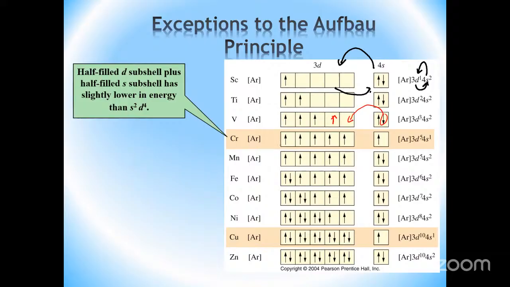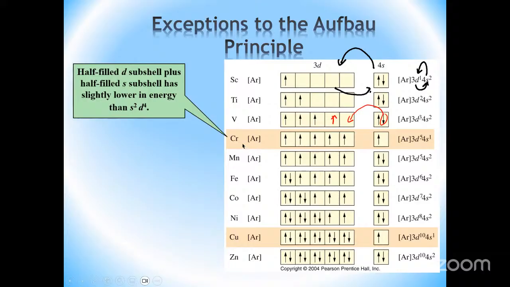So you're going to end up with the 3d subshell being half filled, right? And the reason for that is that it was found out experimentally that this is the most stable arrangement, where the 3d subshell is half filled as opposed to being filled up to the fourth electron by a single electron, all right? So as stated here, the half-filled d subshell plus a half-filled s subshell has a slightly lower energy than what you'd expect for s2 and d4, all right? So that's the reason why that happens. So therefore, the actual electron configuration of chromium in the ground state is what you see here.